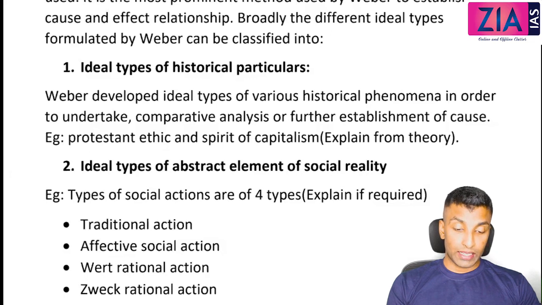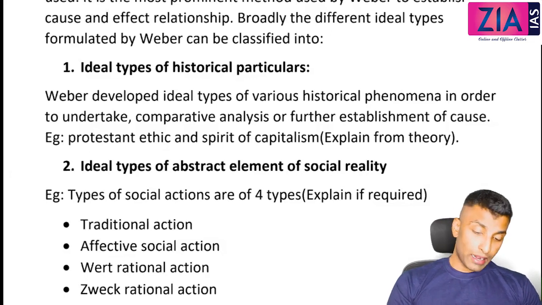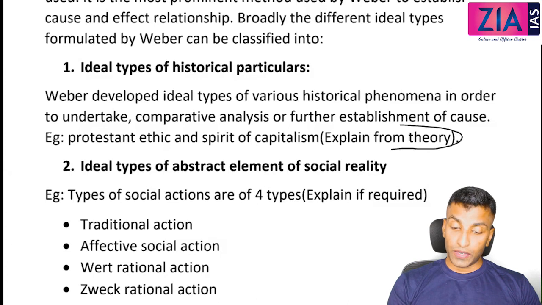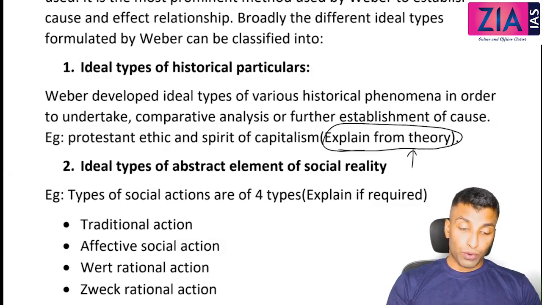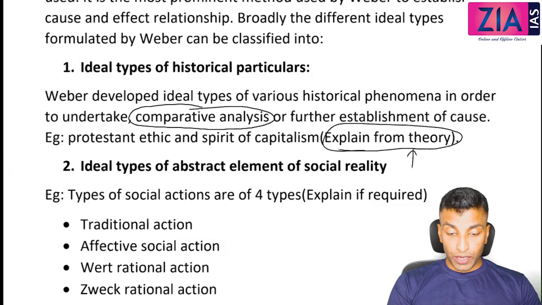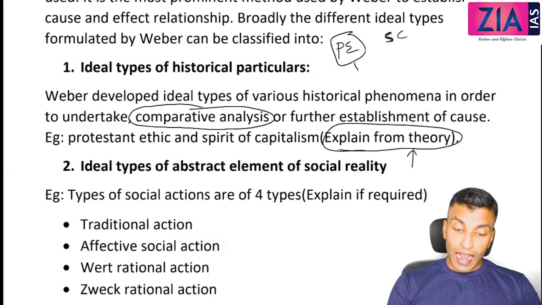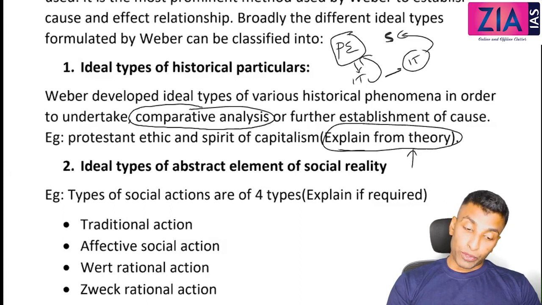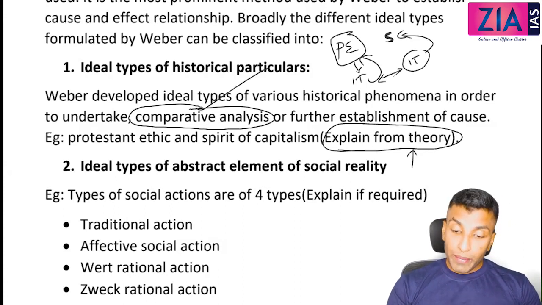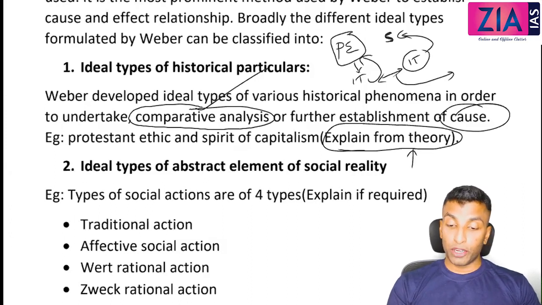For example, Protestant ethic and spirit of capitalism. So you can explain this directly from the theory once we're done with this tomorrow. Basically, this is for making a comparative analysis. His theory is Protestant ethic and spirit of capitalism. So he considers the ideal types of the Protestant religion, and he also takes the ideal types of capitalism, and then he compares both. That's the comparative analysis, and he will make a conclusion or find the cause for the establishment of capitalism.